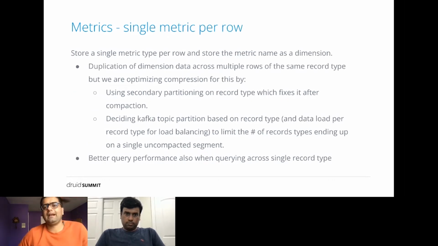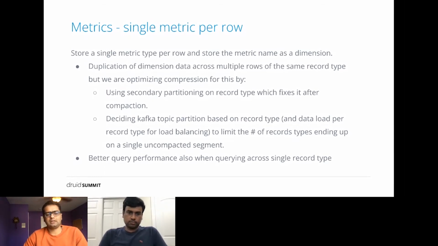So what we eventually ended up doing was we decided that we'll put the metric name itself in the dimension, and then use only a single metric per row. The only problem with that was that there will be duplication of dimension data across multiple rows of the same record type. The dimensions we will keep on repeating in the subsequent rows again and again. But then we used a couple of steps which helped us to optimize the compression.